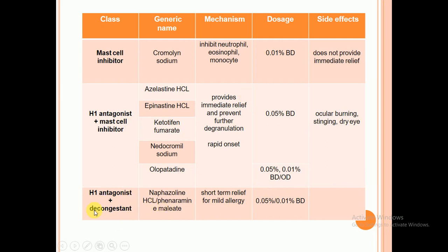H1 antagonists and decongestant drugs are also used in this category, that is naphazoline HCl and pheniramine maleate. The mode of action of H1 antagonist or decongestant is that it can give short-term relief for mild allergy. Its dosage is 0.05%, which is 0.01% BD.